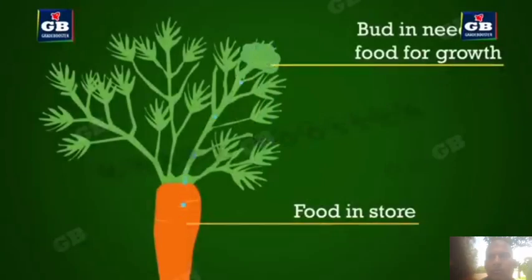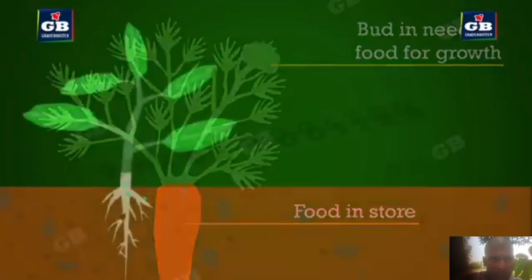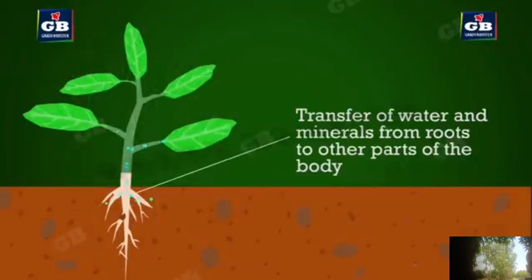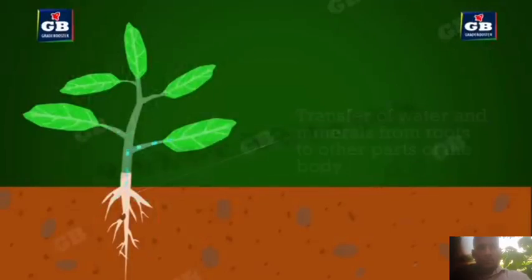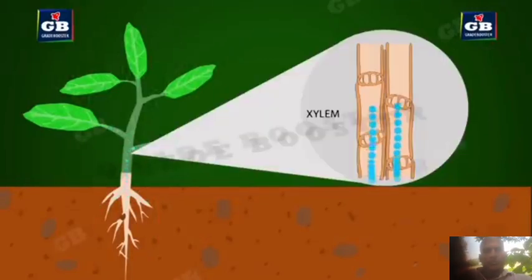Phloem transports the food as per the requirements of the plants. For example, in spring season, buds need food material for flowering. Then the phloem transports the food from the stem or root. The transportation of water takes place through xylem tissues in plants. Plant parts like stems, branches, roots and leaves have xylem vessels and tracheids in them.